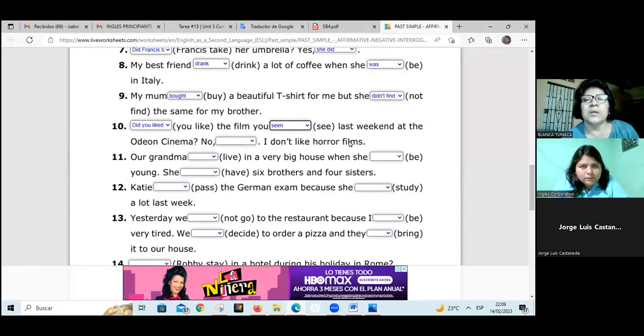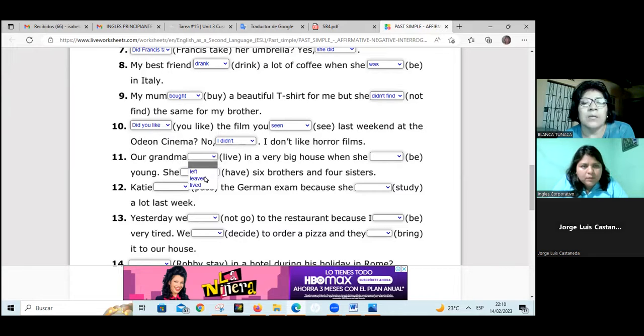Last weekend at the Odeon cinema. Okay. Recuerden que para las preguntas, vamos a ver, did you like? Para las preguntas utilizamos la forma base de los verbos. Did you like? Did you like the film? Last weekend at the Odeon cinema. No, I didn't. I don't like horror films. Okay.